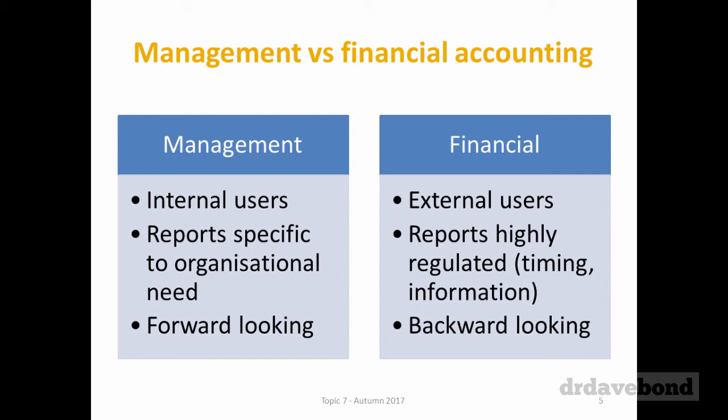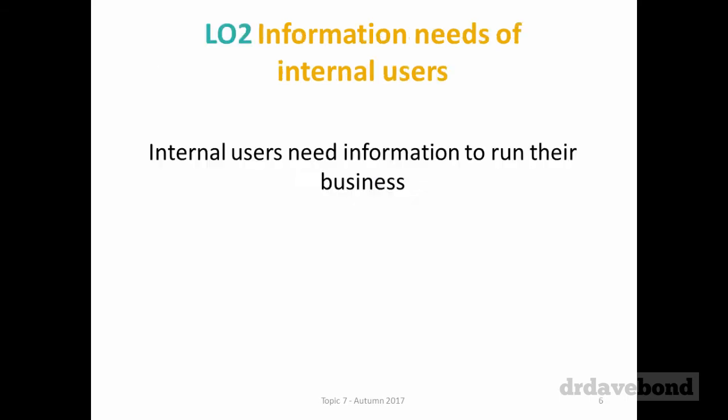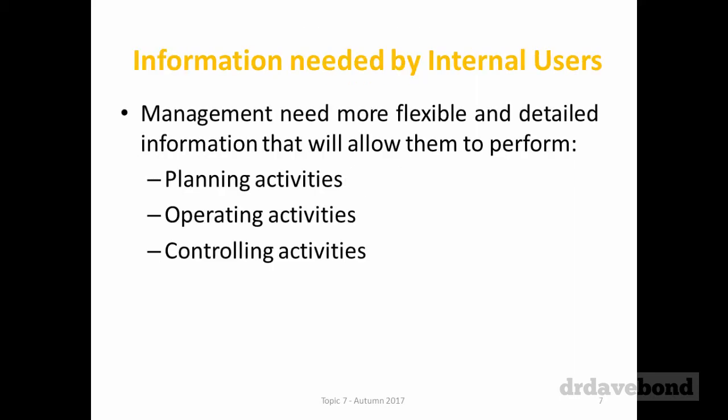Management accounting is very much about what is going to happen. That's the difference. We're looking at what has happened to what is going to happen. We're moving in that path now. We're looking at information to be making decisions in the future. So, information that we need to run businesses. So we need flexible and detailed information that will allow them to perform planning activities, operating activities, controlling activities, and we'll talk about what these are in a moment.